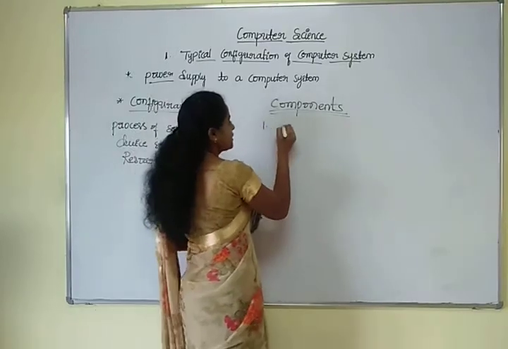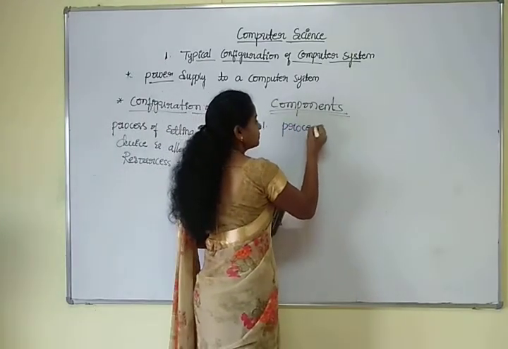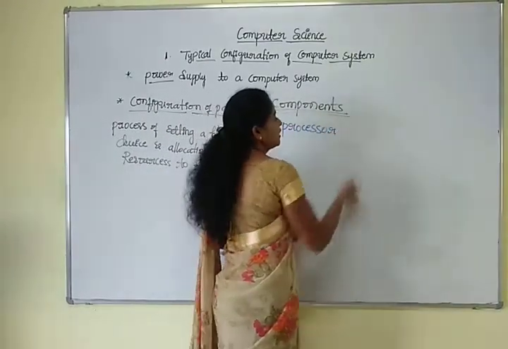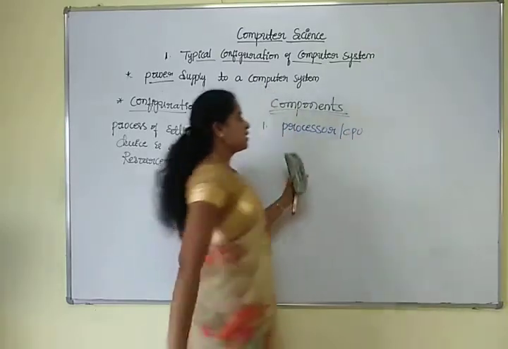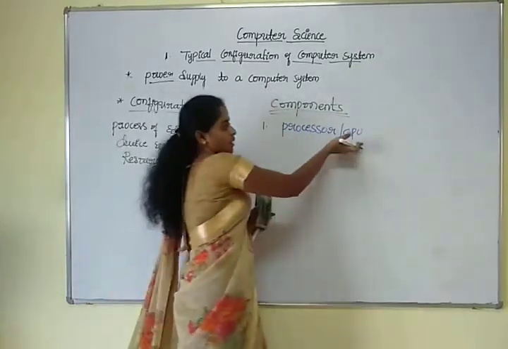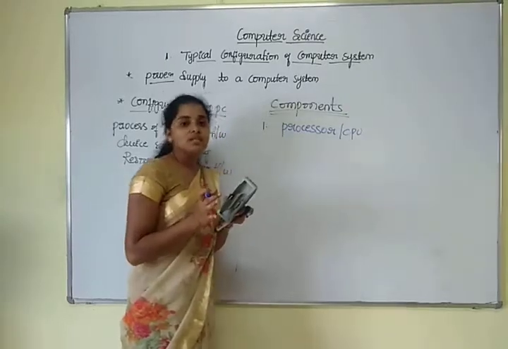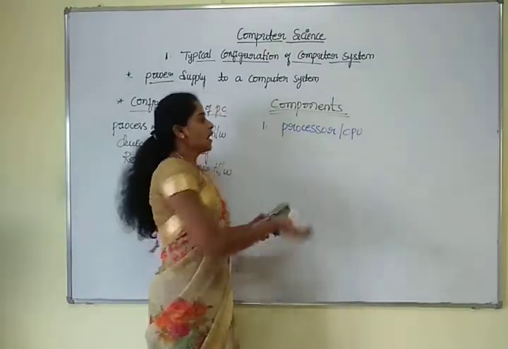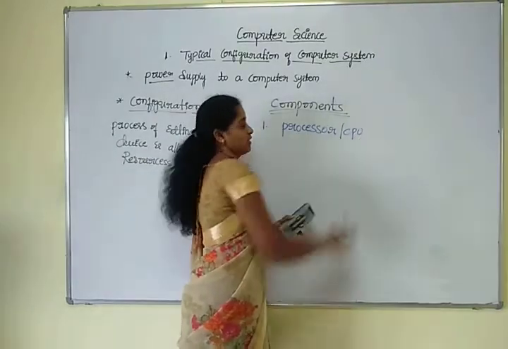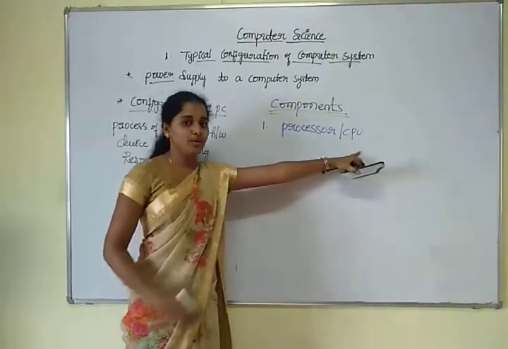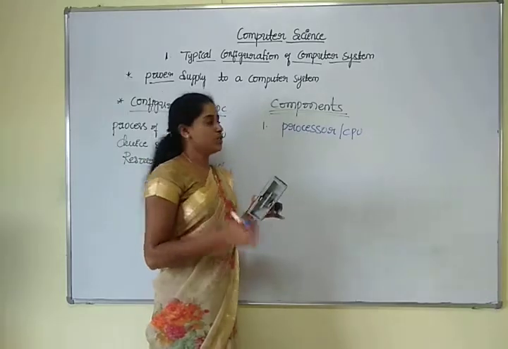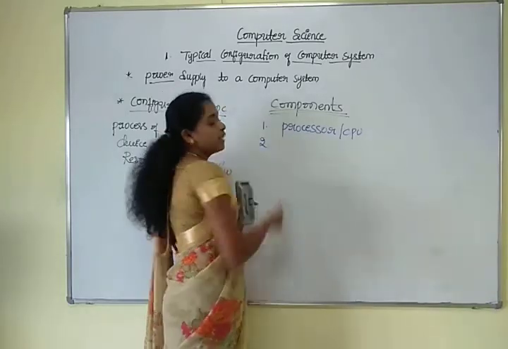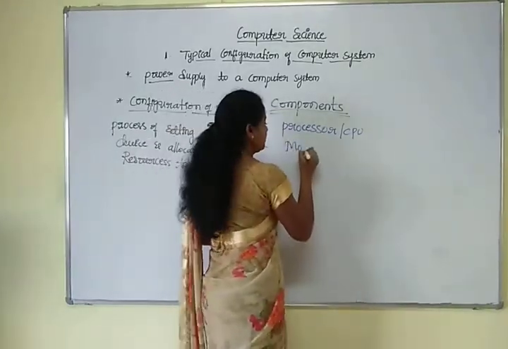The first one is the processor. This processor is called the CPU. This CPU controls and coordinates all the operations of our computer system. Hence, the CPU or processor is called the brain of the computer. This is the major function of the processor. The second component is the motherboard.